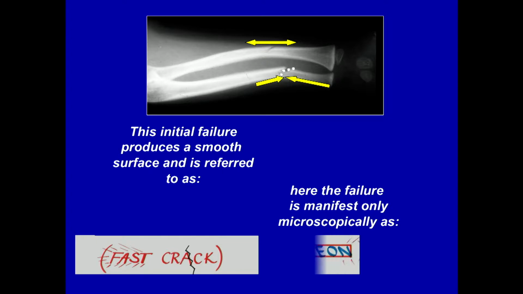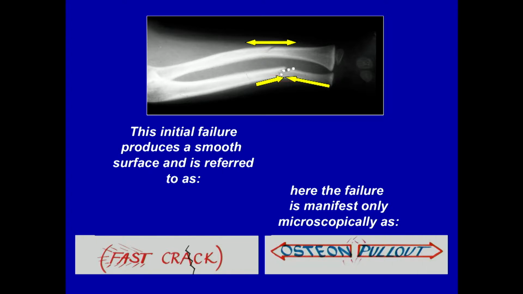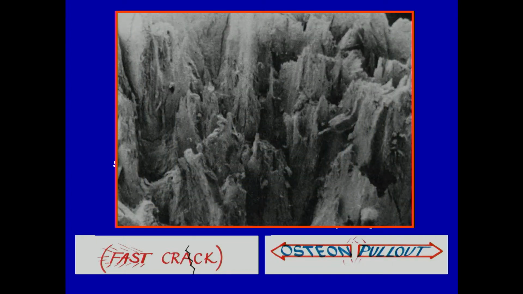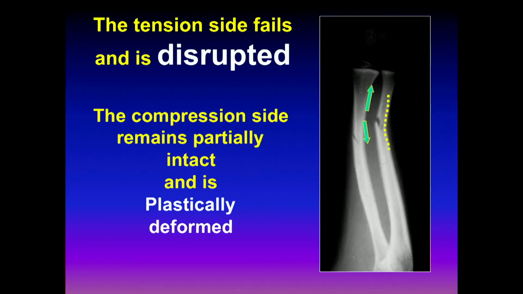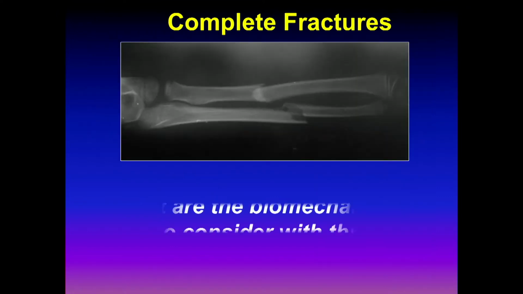And macroscopically, in a fracture you'll see these little bone unit cells. Remember, the osteocytes are covered by osseous tissue, and they're called osteons, and then there are cement lines that hold it together. So this again was the work by Currey and Butler. So the tension side fails and is disrupted, and the compression side remains partially intact and plastically deformed.